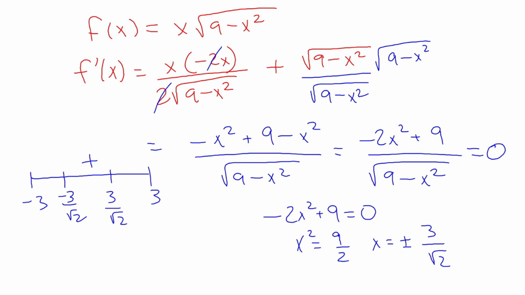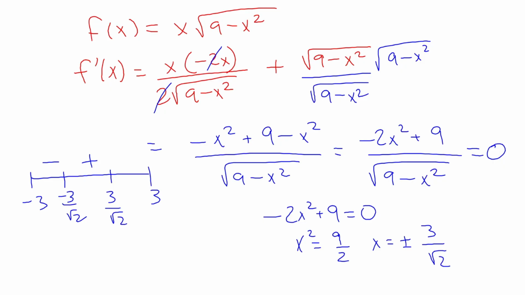And then if I put in something between, let's say between -3 and -3 over root 2, well, we know that those values are what's going to make the numerator negative, and the denominator is still going to be positive, so we'll have a negative. And the same with 3 over root 2 to 3, right?